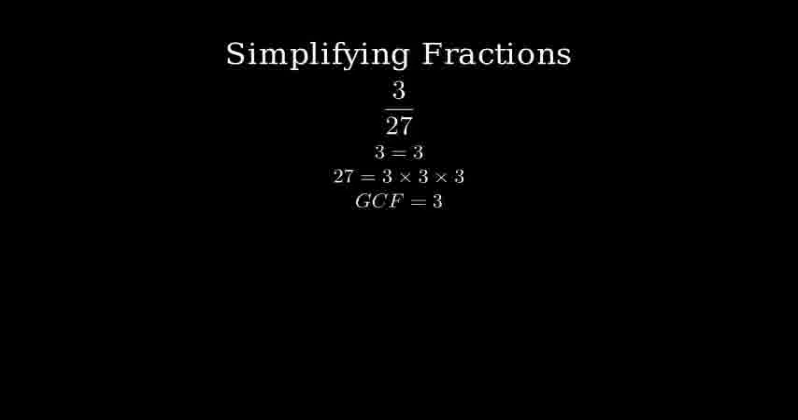Now let's divide both the numerator and denominator by 3. The numerator divided by 3 equals 1, and the denominator divided by 3 equals 9. Now we have our simplified fraction. Therefore, 3 over 27 simplifies to 1 over 9.